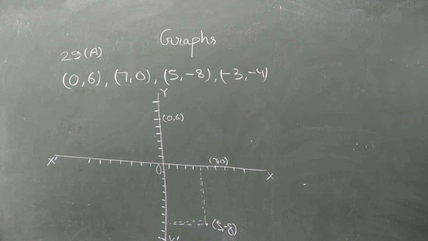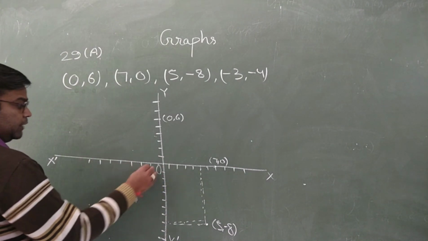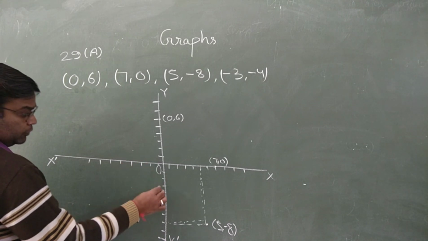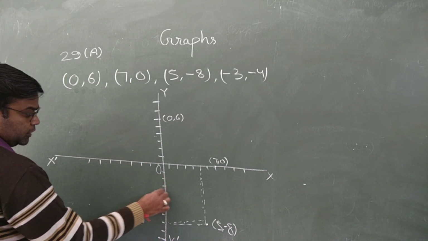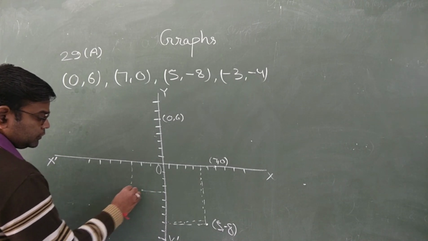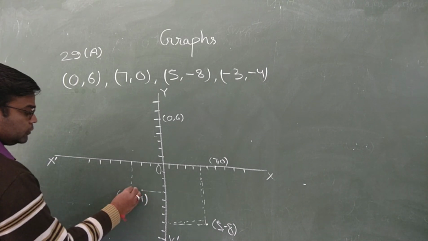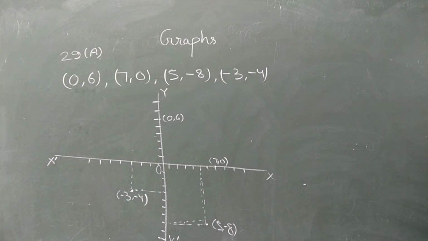Next one is minus 3, minus 4. On the x-axis you move minus 3, on the left hand side: 1, 2, 3, and on the y-axis downward 1, 2, 3, 4. This is the point, minus 3, minus 4. So what we have are these points. This is how we locate the points.